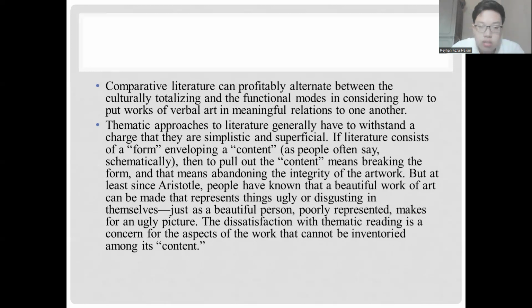But at least since Aristotle, people have known that a beautiful work of art can be made that represents things ugly or disgusting in themselves, just as a beautiful person poorly represented makes for an ugly picture. The dissatisfaction with a thematic reading is a concern for the aspect of the work that cannot be inventoried among its content.